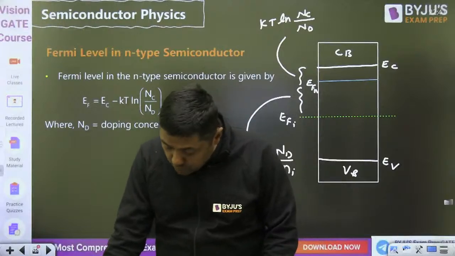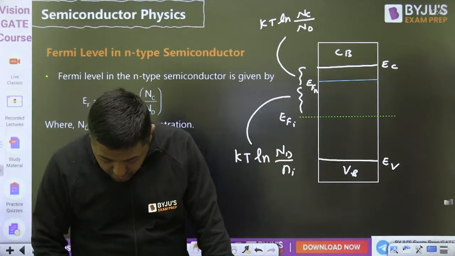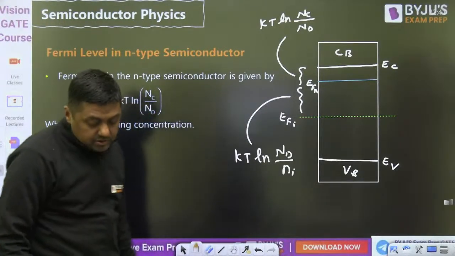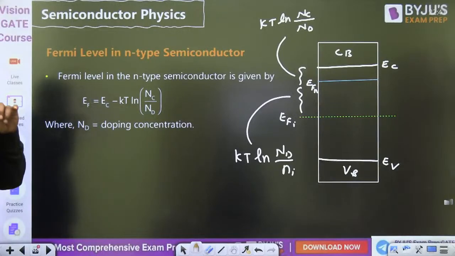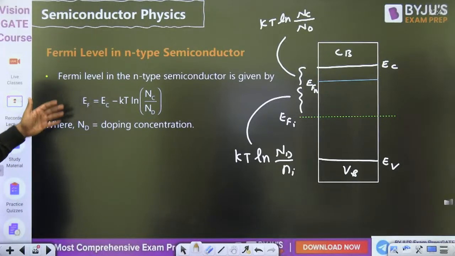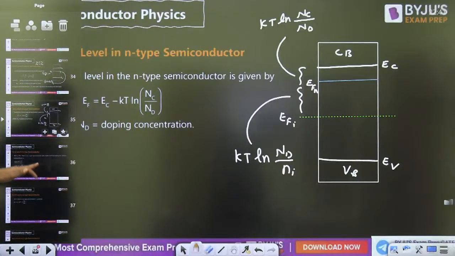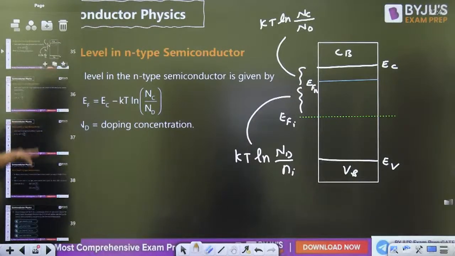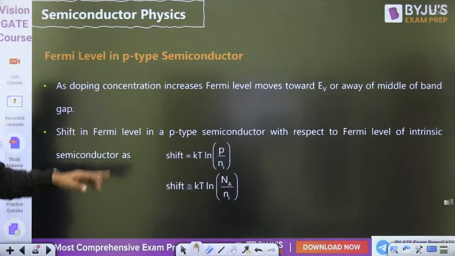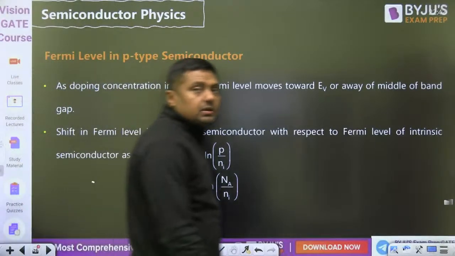I think you have solved a number of questions based on this. It is a quick revision, guys. It is a quick revision, everyone. So are you ready to solve some questions on that? Fermi energy level for N-type. Similarly, you can revise it for P-type, guys. This is the P-type. This is the gap for P-type.